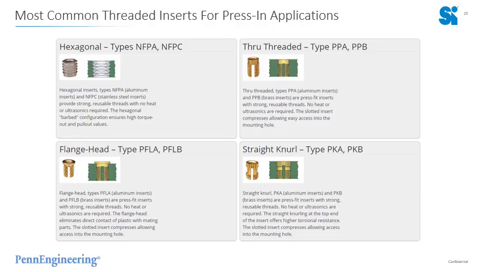Now the other three insert series, your PFLB with a flange, your PPB and PKB, you'll see that all three of these have a slot cut through the body. There is a reason for that slot. As you press the insert into its hole, the body with those slots will collapse in on itself. Where the bond in the plastic happens is as you apply your mating hardware, that collapsed wall will open and adhere to the plastic in the hole.